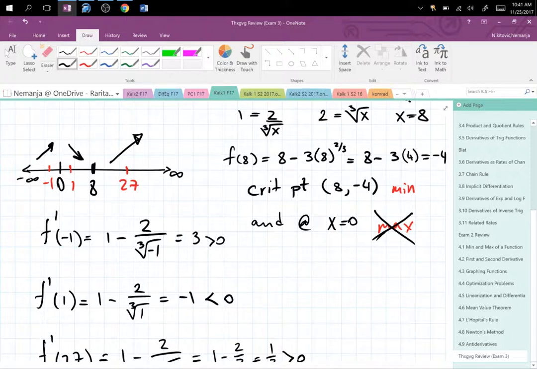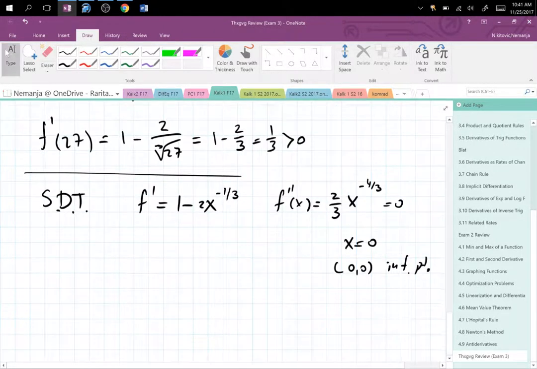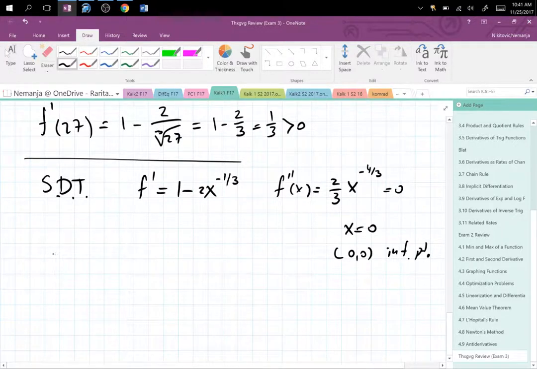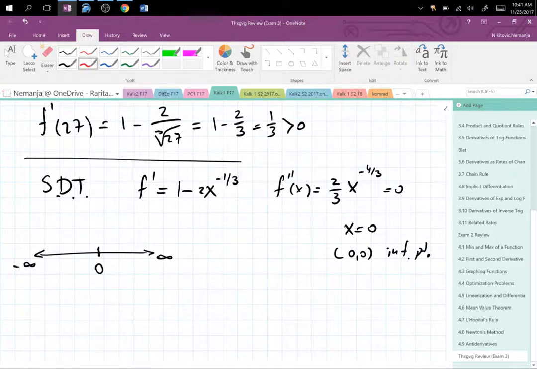Now, I don't like the fact that we have an inflection point. Oh, I know what it is. Okay. Now, we have a partition at 0. We are on an infinite domain, negative infinity to positive infinity. And we are going to pick two values, -1 and 1, because they are very easy to compute.